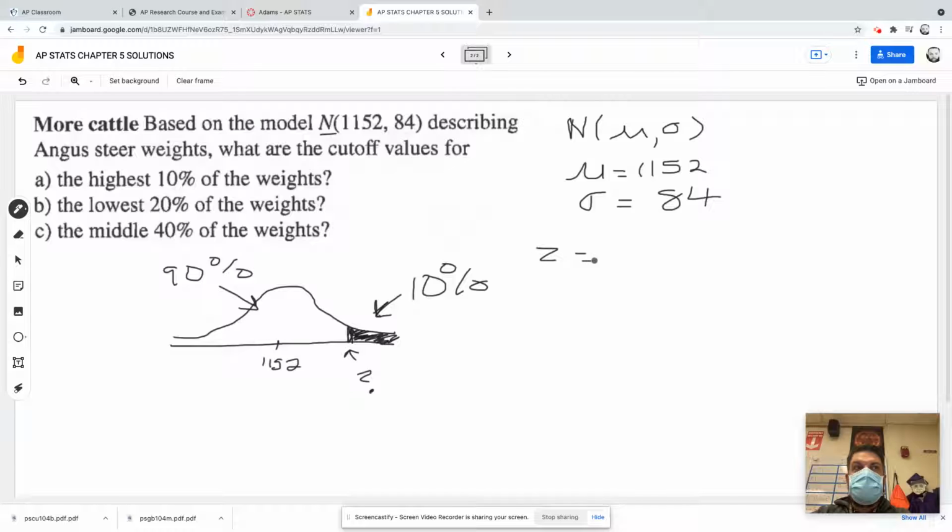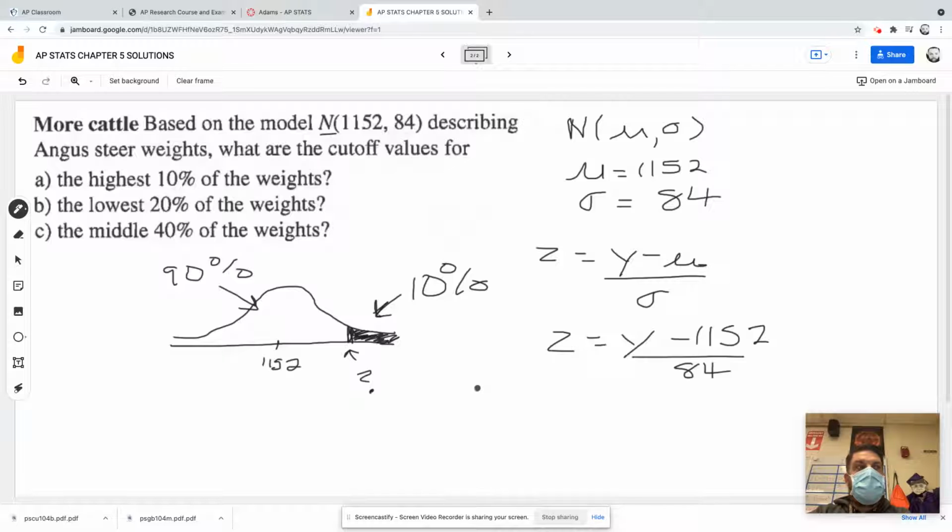So remember, to find the z-score, we say y minus mu. Some textbooks will use x, but it doesn't matter. y minus mu over sigma, which is still a y value minus 1152, all over 84.